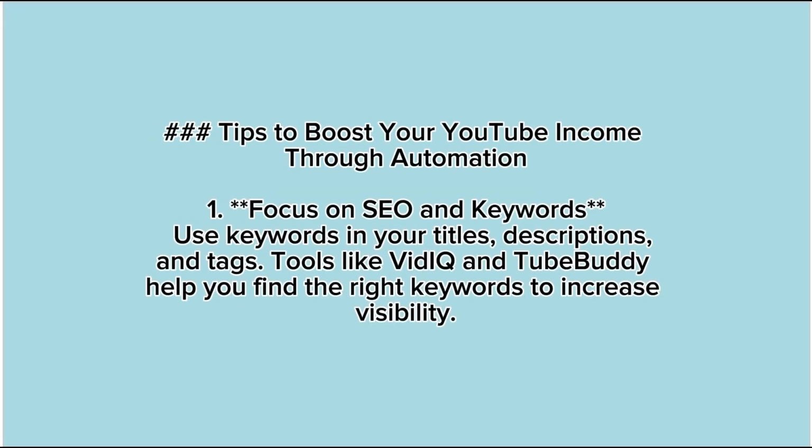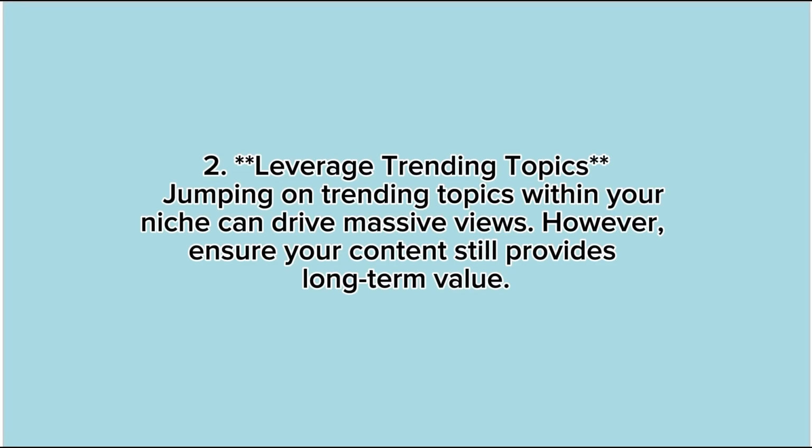Tips to boost your YouTube income through automation. 1. Focus on SEO and keywords. Use keywords in your titles, descriptions, and tags. Tools like Vidic and TubeBuddy help you find the right keywords to increase visibility. 2. Leverage trending topics. Jumping on trending topics within your niche can drive massive views. However, ensure your content still provides long-term value.